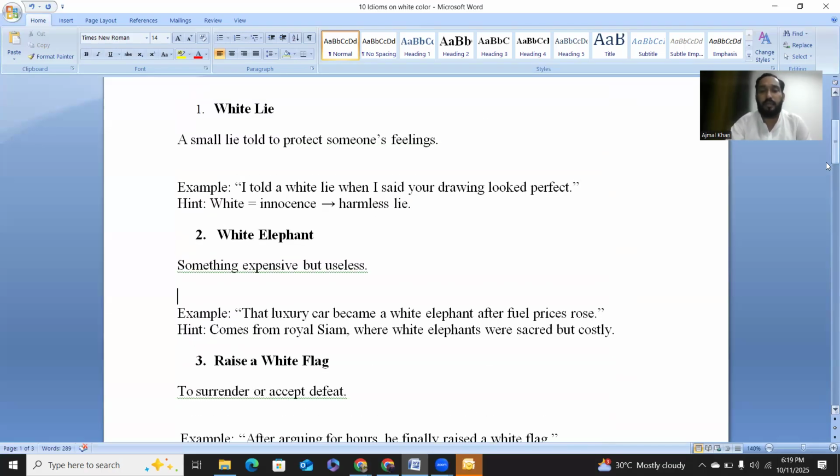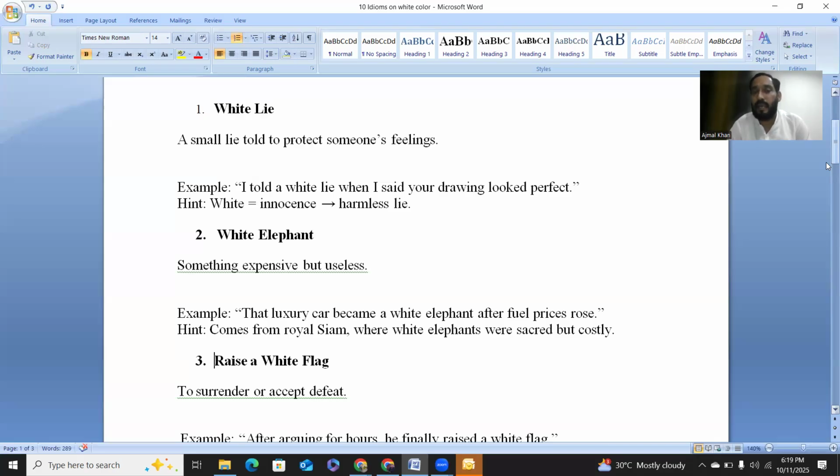The second idiom on white color is white elephant. Elephant is a huge animal which belongs to the forest. So a white elephant means something which is very expensive but useless, something for which you have to pay a heavy price, but that particular thing is useless, futile.